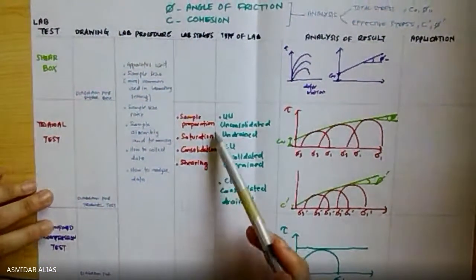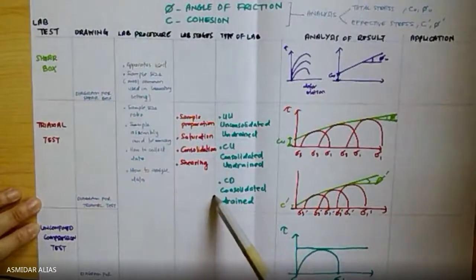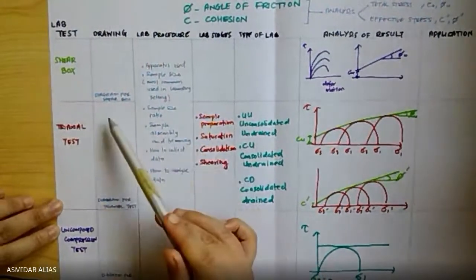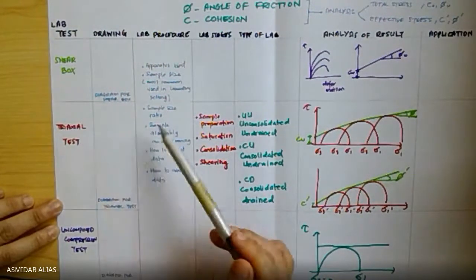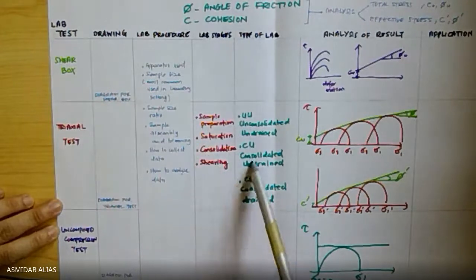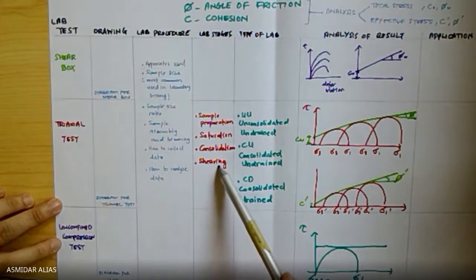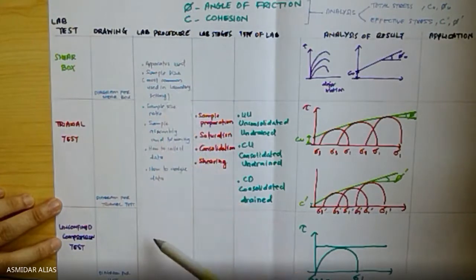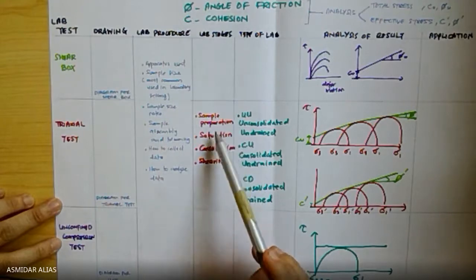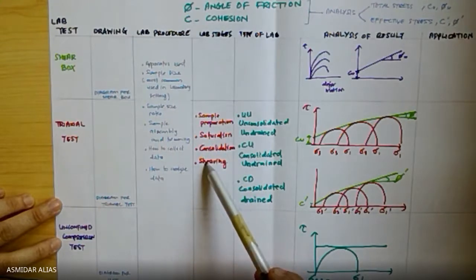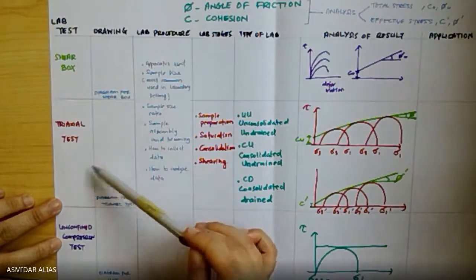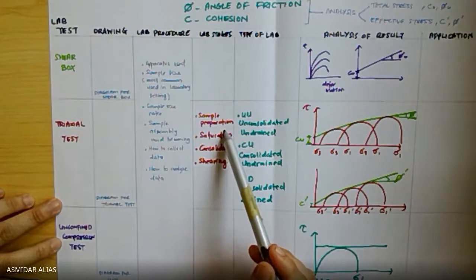So this is one portion which is very special to the triaxial test, because this procedure or this stage is not used for other testing. These are 4 stages that must specifically be done for the triaxial test. The first one is sample preparation.